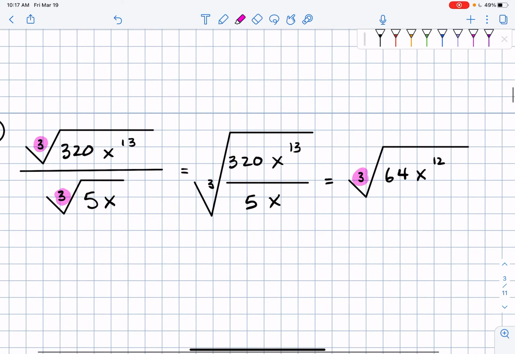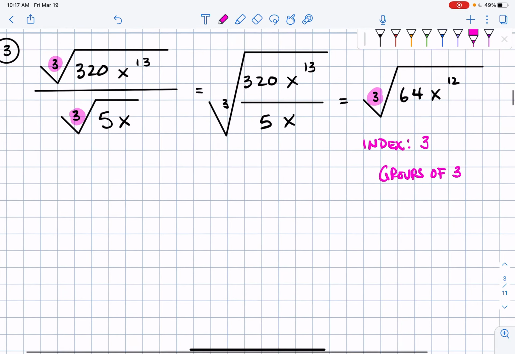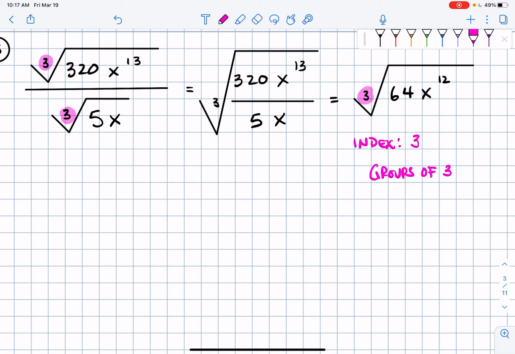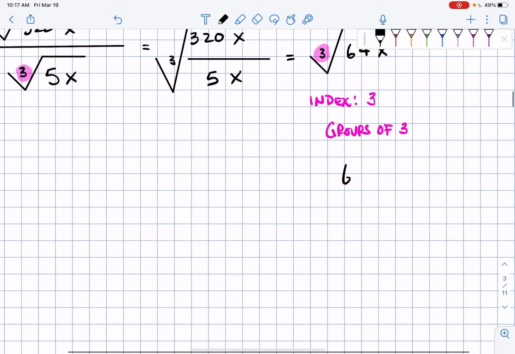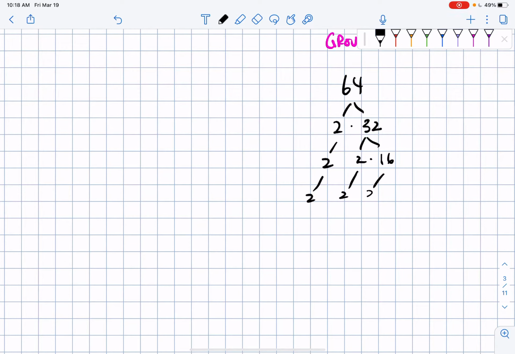So again, my index is a 3. So I'm looking for groups of 3. Okay? So let's break down 64. 2 goes into 64 32 times. 2 goes into 32 16 times. 2 goes into 16 8 times. 2 goes into 8 4 times. And 2 goes into 4 twice.